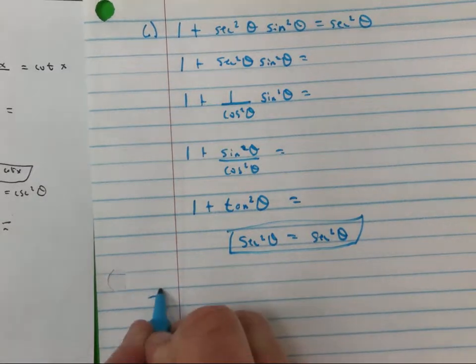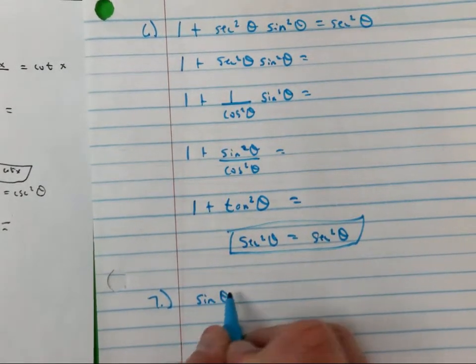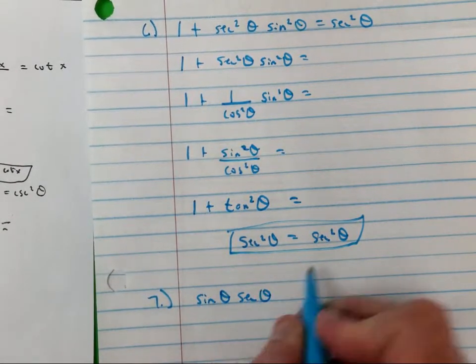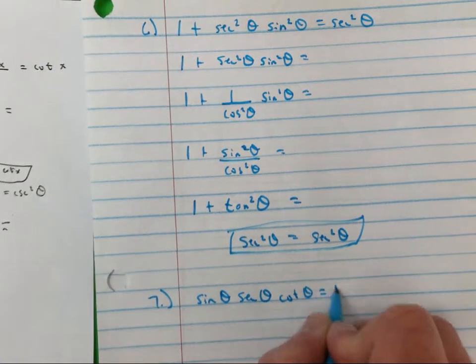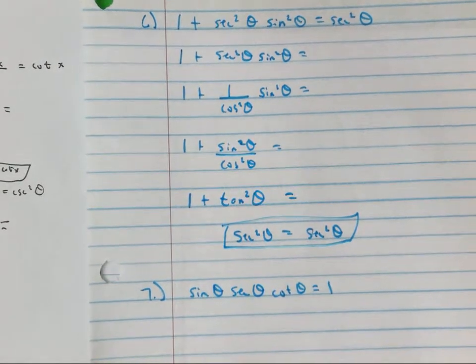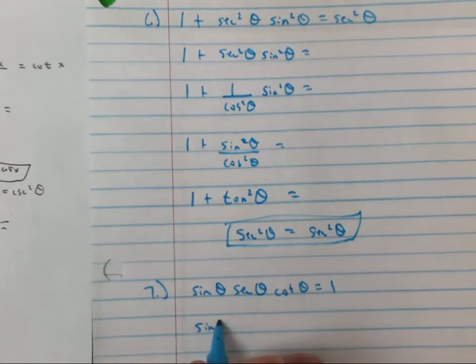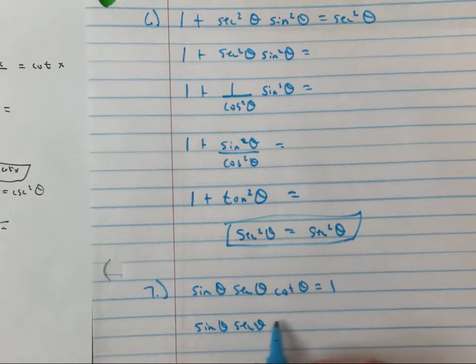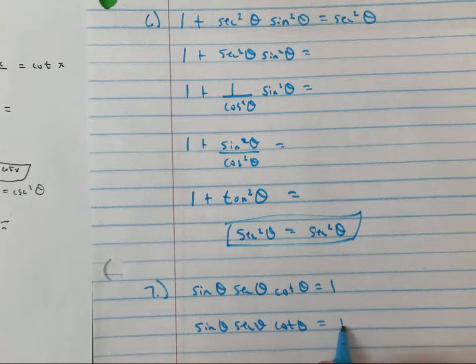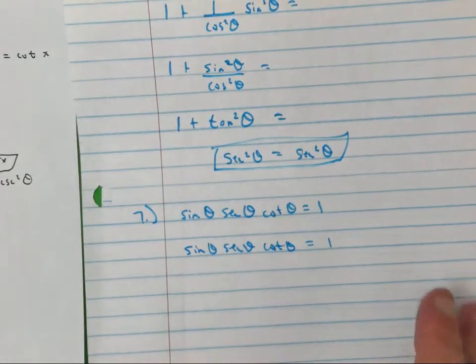And the last one, number 7. Sine theta times secant theta times cotangent theta equals what? Of course, the left-hand side looks more complicated. There's no fraction, so I don't need to find a common denominator. Factoring can be ruled out, and there's no squares. So I'm just going to express everything in terms of sine and cosine. I'm going to bring this down to let me know. And guys, if you want to skip lines in between steps, that would help you keep things straight.